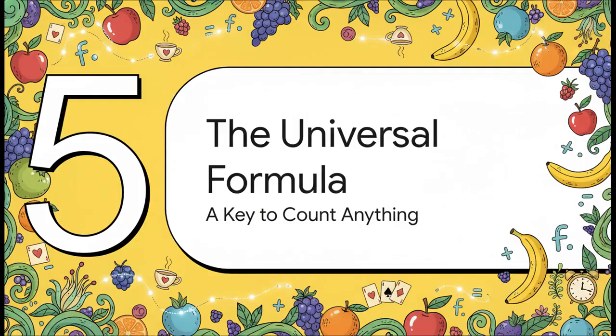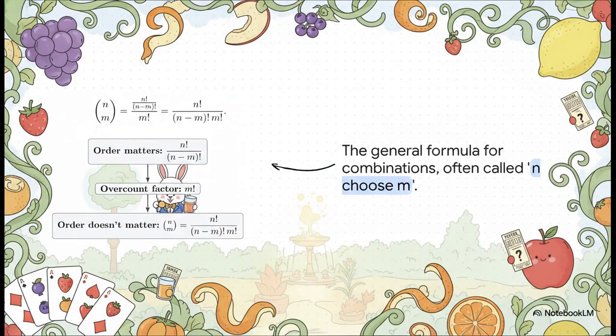So what's so cool about this is that what we just did for our juice problem, it's not just a one-off trick. It's actually a super powerful tool that works for counting anything where the order doesn't matter. And this right here, this is the formula. It's kind of like the master key for any combination problem. It might look a little intimidating, but it's doing exactly what we just did. We call it N choose M.